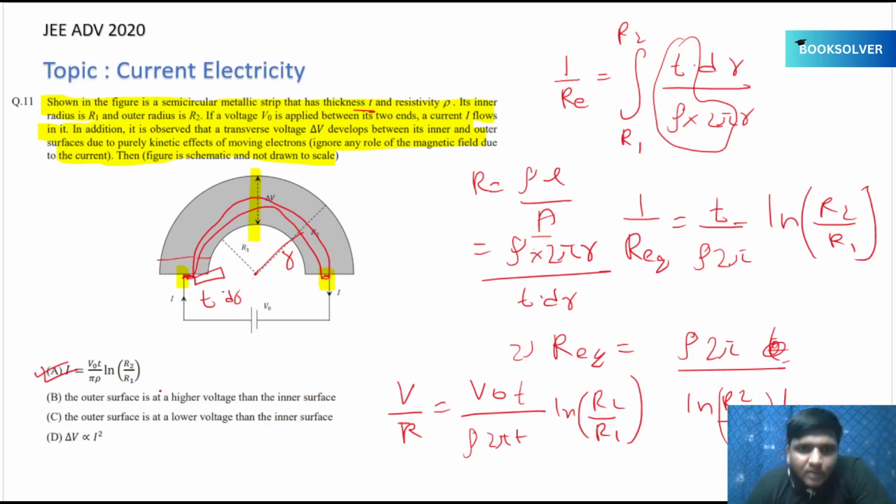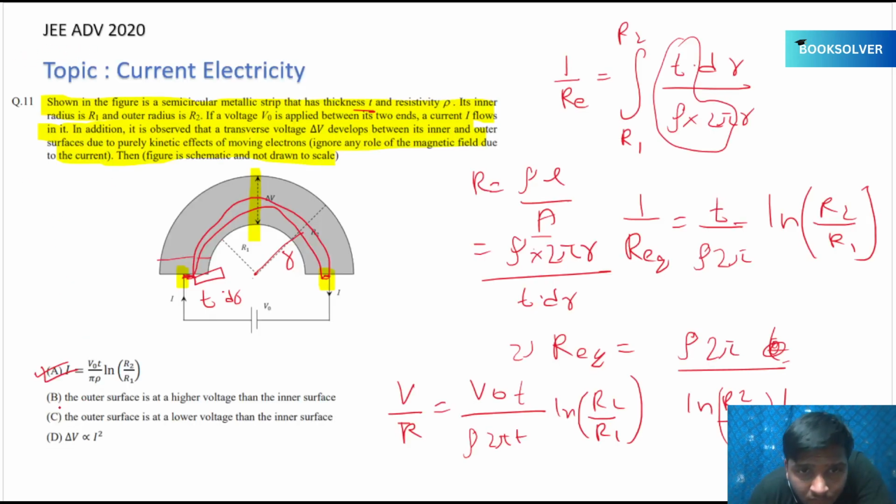So for our options B and C, both are the same kind of thing, but they are asking for the voltage comparison. Let me check. Option B says the outer surface is at higher voltage than the inner surface, while the other says the outer surface is at lower voltage than the inner surface. So on what thing does this depend?